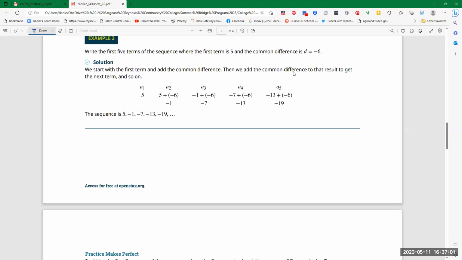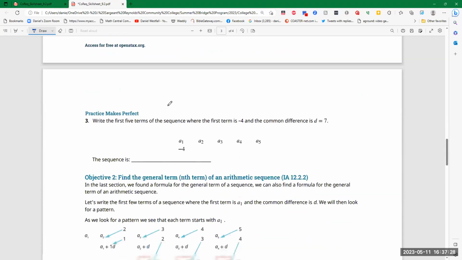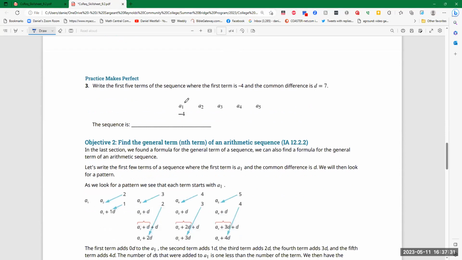Another way that I could look at this is that I keep adding negative 6 each time. So I could start with this 5 and then first add 1 times negative 6, then 2 times negative 6 to that 5, and then 3 times negative 6 and 4 times negative 6 and so on. So we're going to get to that type of formula here for it in just a second, and that'll help us generate terms that are way out here on the end. So let's practice writing these terms, though, of this sequence.